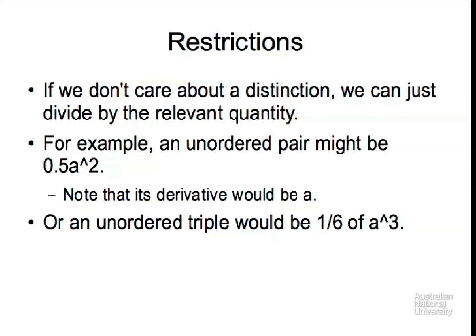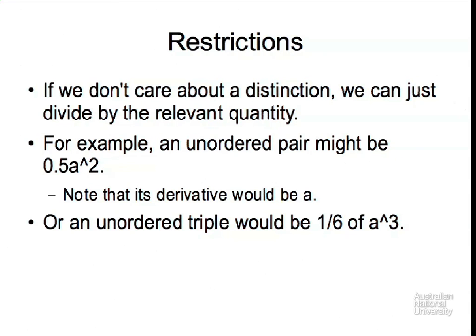And of course, the derivative of this is a, which makes sense, because if we don't care where the hole is, then to describe a hole in an unordered pair, we just need to describe one of the elements, and obviously the hole is in the other place, and no one cares which place it is. Or, an unordered triple would be a sixth of a cubed. Does anyone get where I'm going with that?